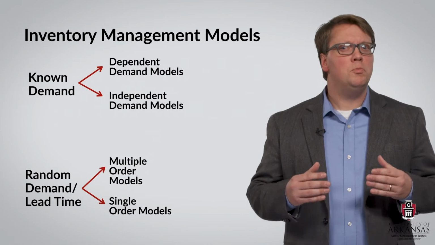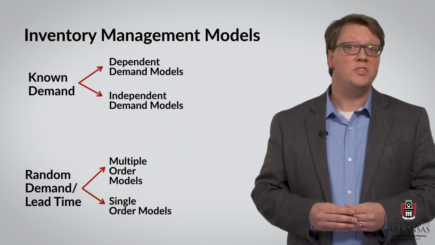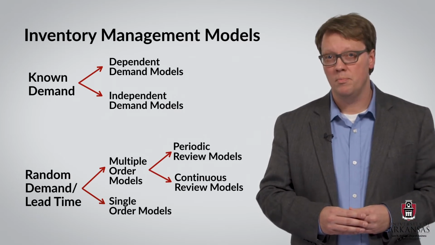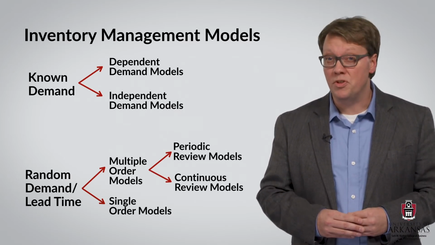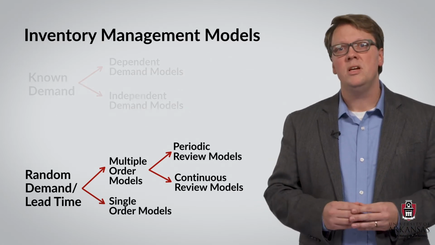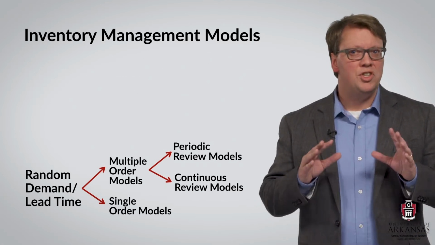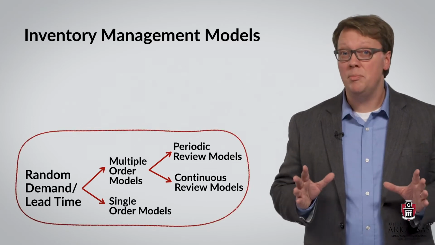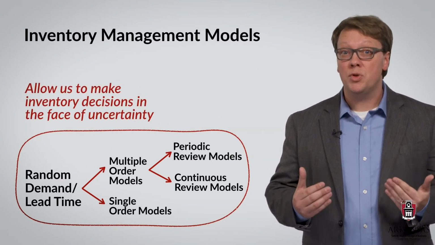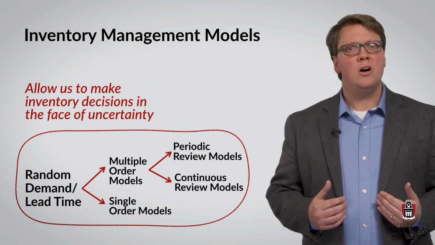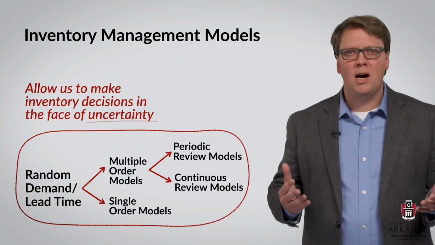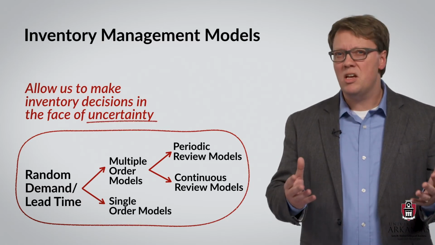When it comes to multiple order models, we will distinguish between periodic and continuous review models. I will explain the difference between these types of models in a separate lecture. The key feature that is shared across all these random demand and lead time models is that they allow us to make inventory decisions in the face of uncertainty. But what exactly do we mean by uncertainty? Let's take a closer look.